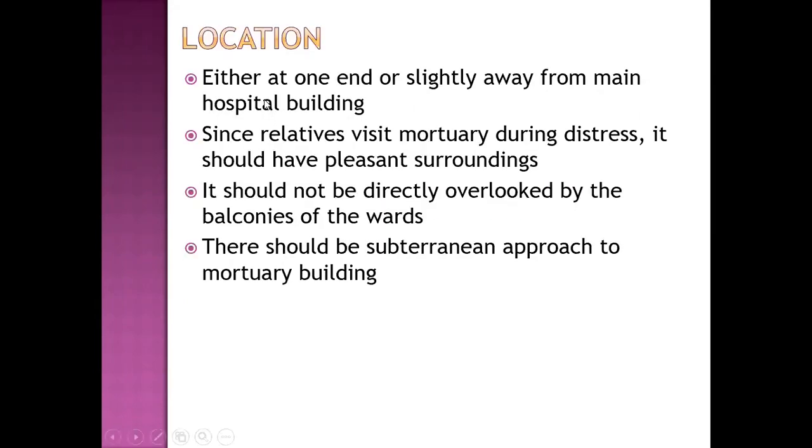Then about mortuary design. Location, either at one end or slightly away from main hospital building should be the location of mortuary. Since relatives visit mortuary during distress, it should have pleasant surroundings. Mortuary should not be directly overlooked by the balconies of the wards, and there should be subterranean approach to mortuary building.